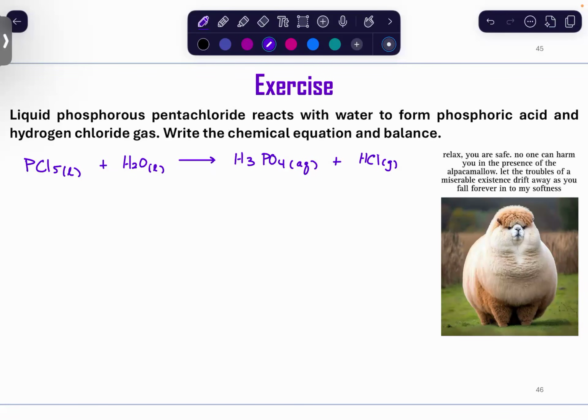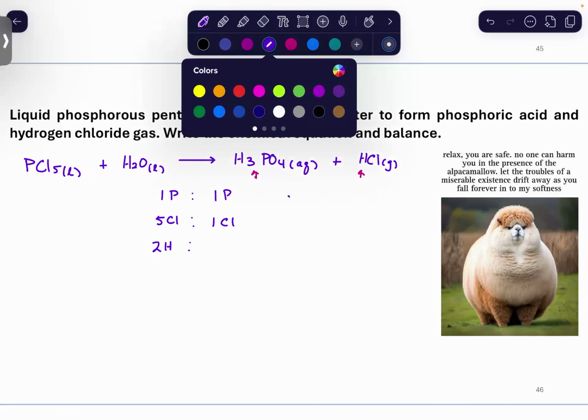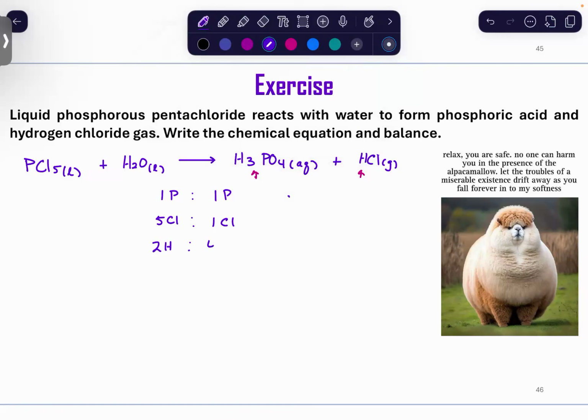Okay, so let's start doing our count. One phosphorus on the left, one phosphorus on the right. Chlorines. 5 chlorines on the left, 1 chlorine on the right. Hydrogens. From the water, I have 2 hydrogens on the left. And I have 3 plus 1, 4 hydrogens on the right. And then I have from the water 1 oxygen on the left, and on the right, I have 4 oxygens from the phosphoric acid.